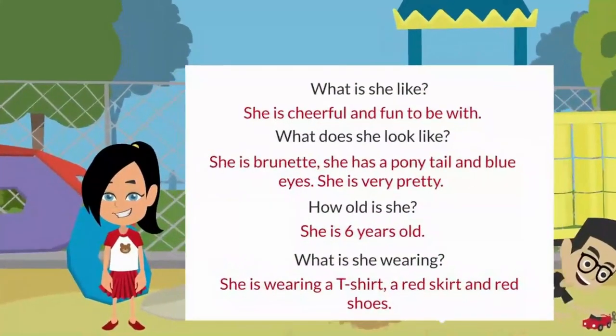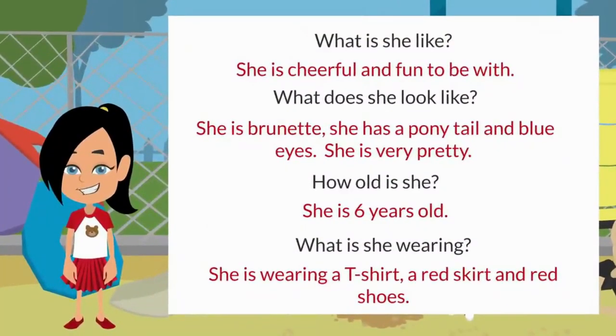What is she like? She is cheerful and fun to be with. What does she look like? She's brunette, she has a ponytail and blue eyes. She is very pretty. How old is she? She is 6 years old. What is she wearing? She is wearing a t-shirt, a red skirt and red shoes.